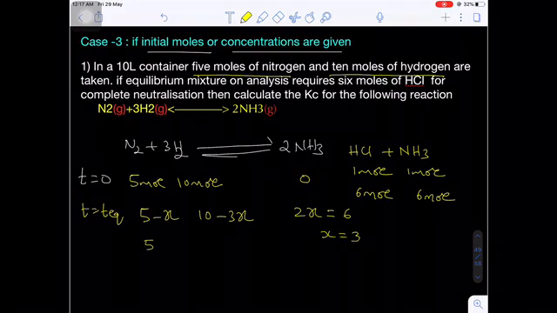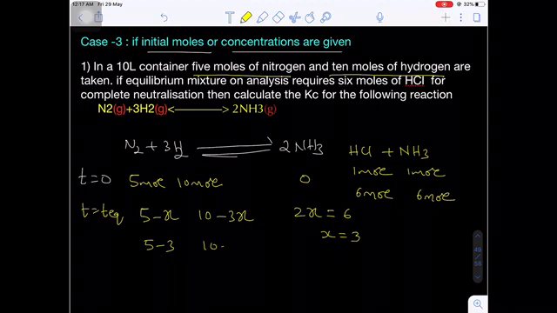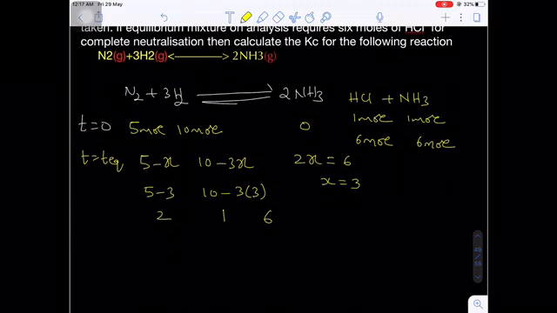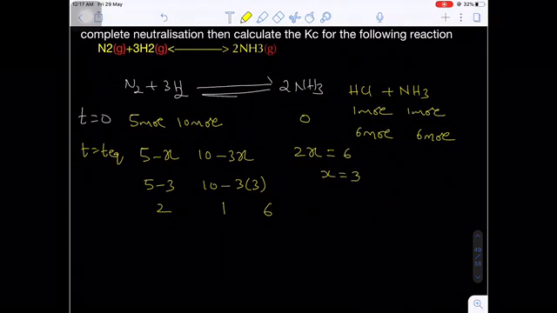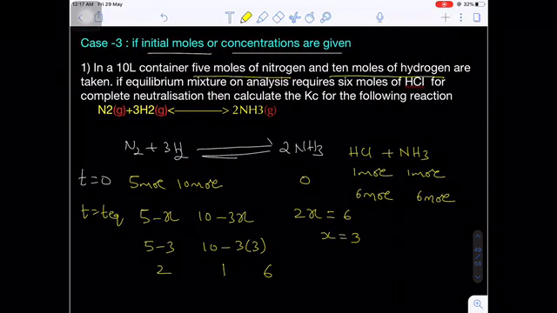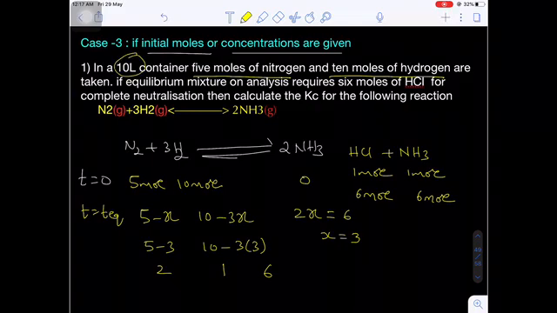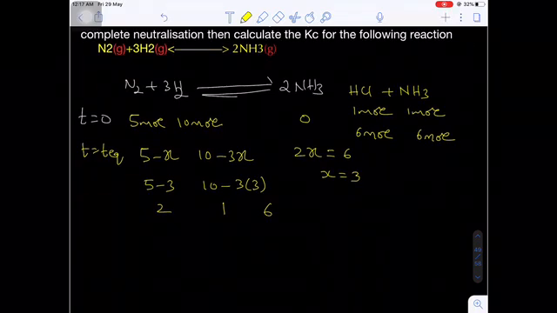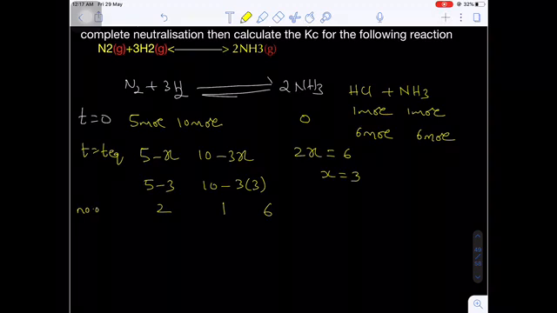Once you know the x value, 5 minus x, that is 5 minus 3, which is 2. 10 minus 3x, that is 10 minus 9, which is 1. Here 2x will be 6. After getting the number of moles at equilibrium, we can find the equilibrium constant. Now what is the volume of the container? It is again 10 liters. This is very important. Now this is the number of moles.